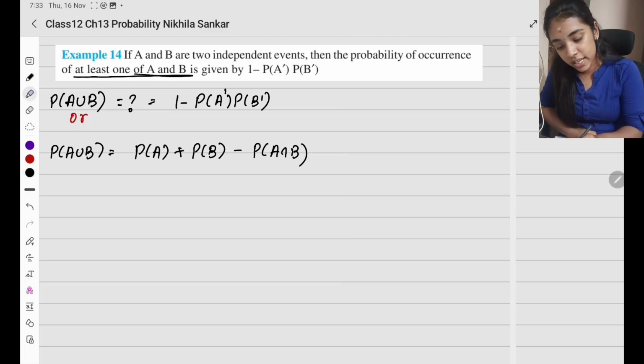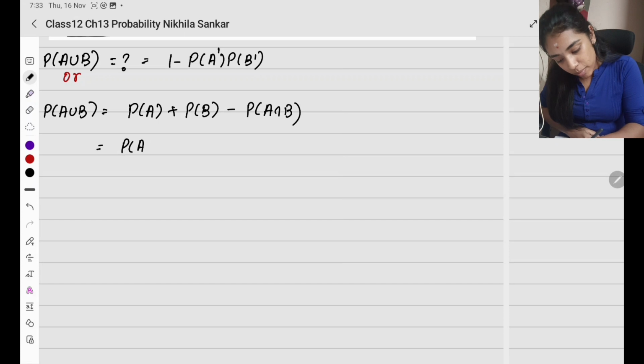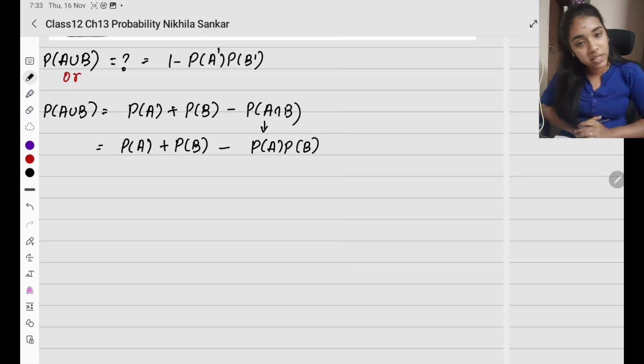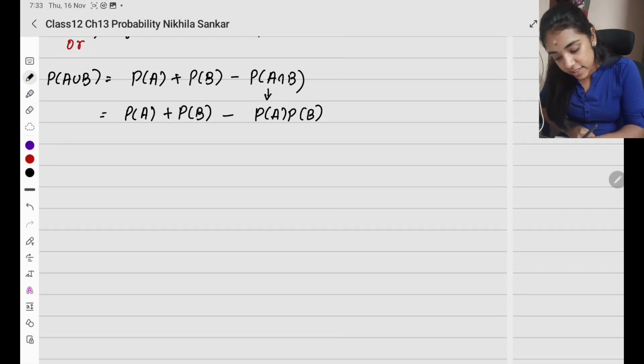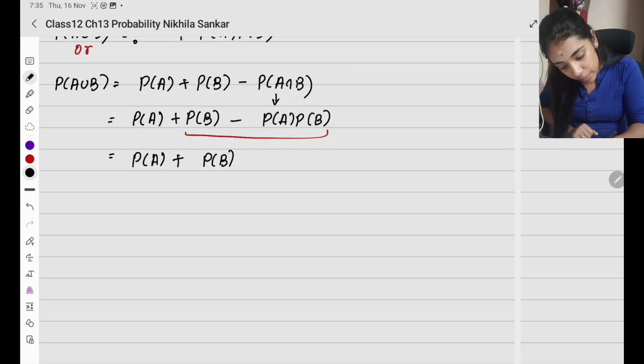What is given in the question? A and B are two independent events. So how can I write this? This is going to be probability of A plus probability of B minus, I'm going to write this as probability of A times probability of B. They are independent events. Correct? Now, what am I going to do? In this term, I'm going to take P of B common. So P of B common, I'll be left with 1 here. So 1 minus, what will I be left with? P of A. P of A is left.